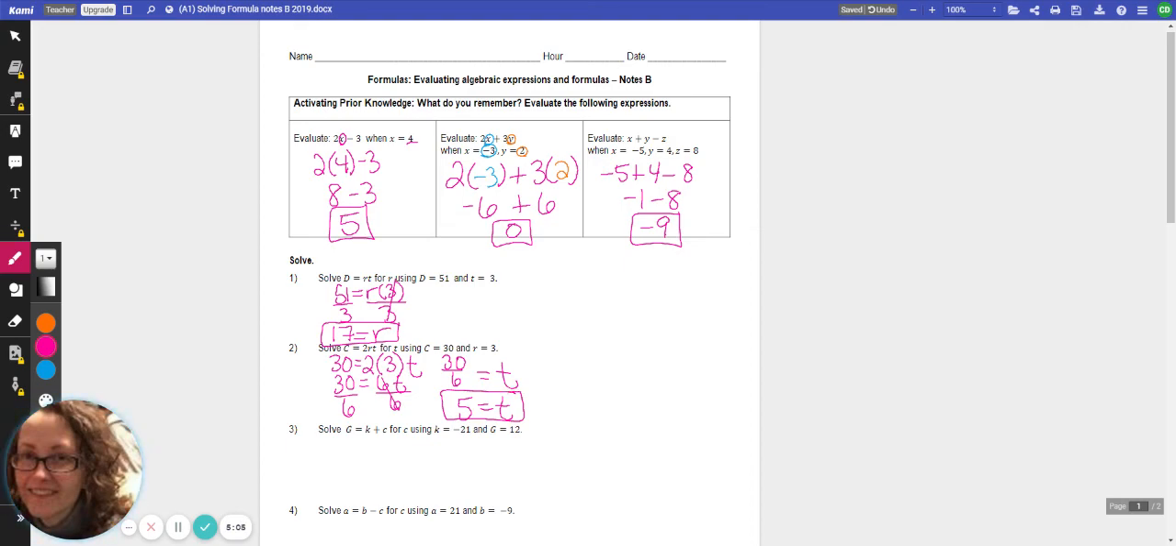Go ahead and try the rest of the problems, check the answers against the answer key, and let me know if you have any questions.